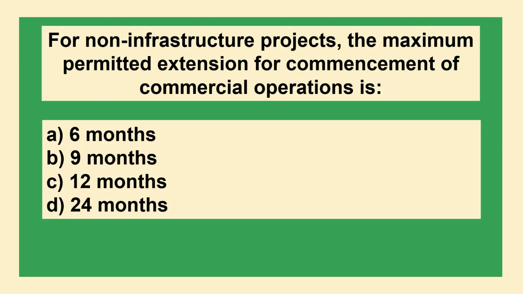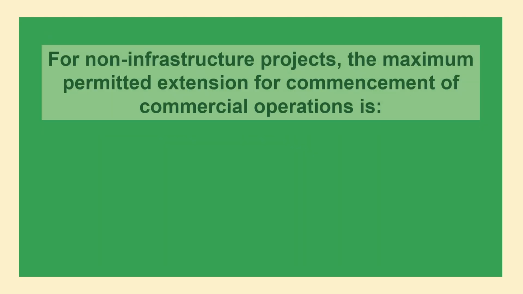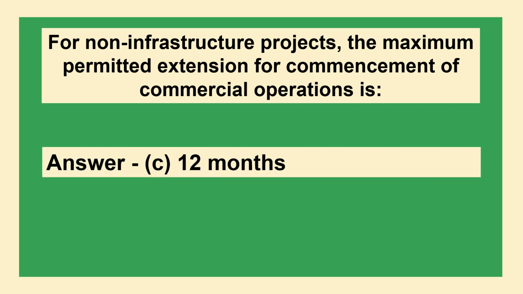For non-infrastructure projects, the maximum permitted extension for commencement of commercial operations is option A 6 months, option B 9 months, option C 12 months, option D 24 months. The answer is option C 12 months.